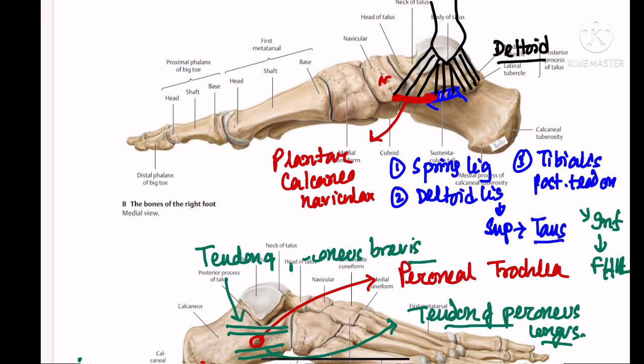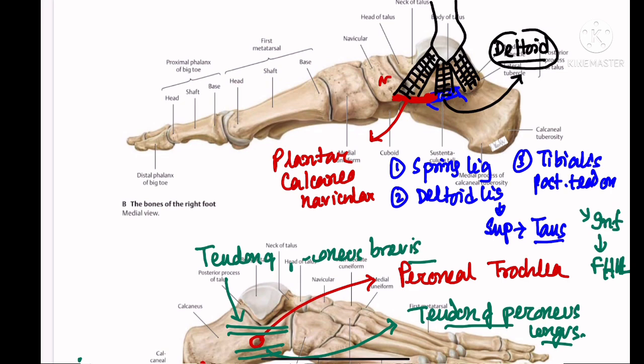This deltoid ligament has 3 sets of fibers in the superficial band. The first set goes from the tibia to the navicular, tibionavicular. The second set goes from the tibia to the sustentaculum tali, called the tibiocalcaneal. And the last set, posterior, goes from the tibia to the talus, called posterior tibiotalar fibers. These 3 sets of fibers together form the superficial layer of the deltoid ligament. So obviously the tibiocalcaneal part of the deltoid ligament is attached to the medial surface of the sustentaculum tali.